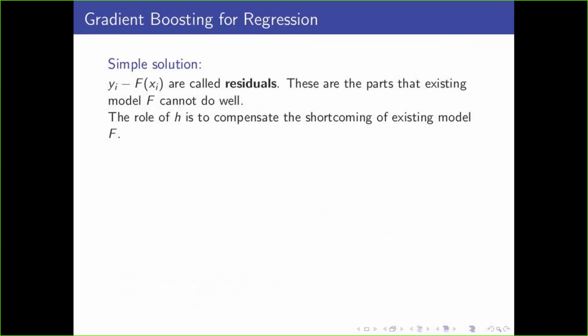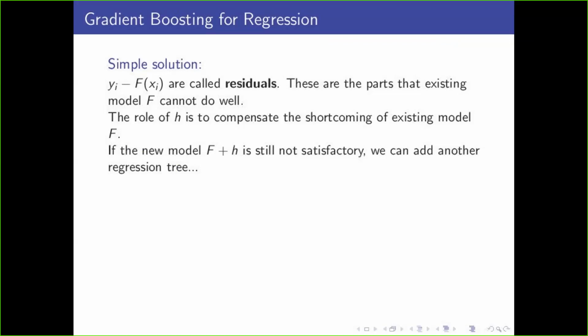What if you're still not satisfied with F plus H also? What will you do? Repeat the same procedure. If the new model F plus H is still not satisfactory, we can add another regression model to compensate for the shortcomings of both the existing models.